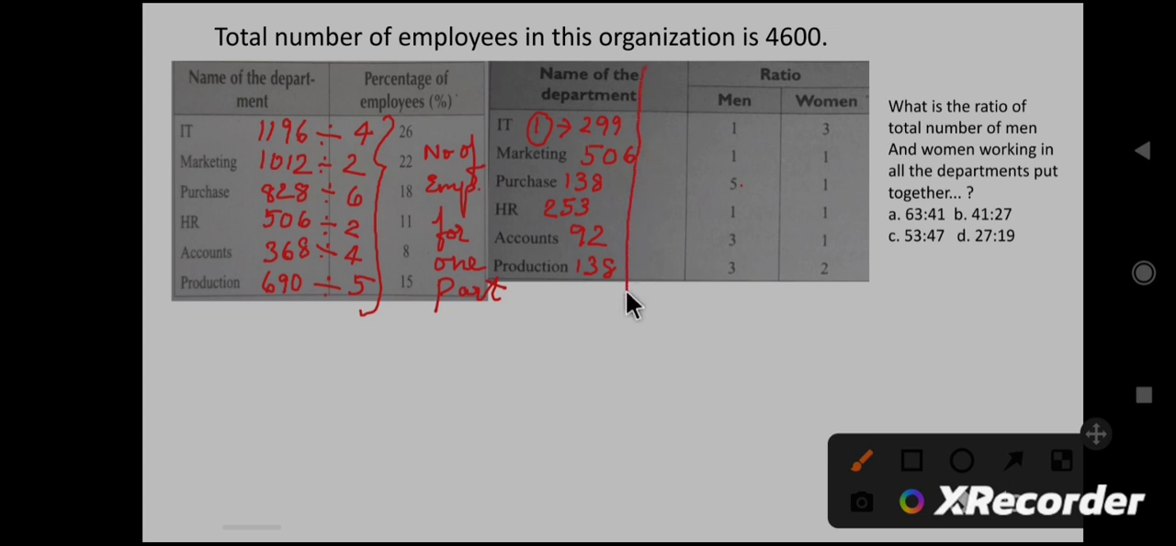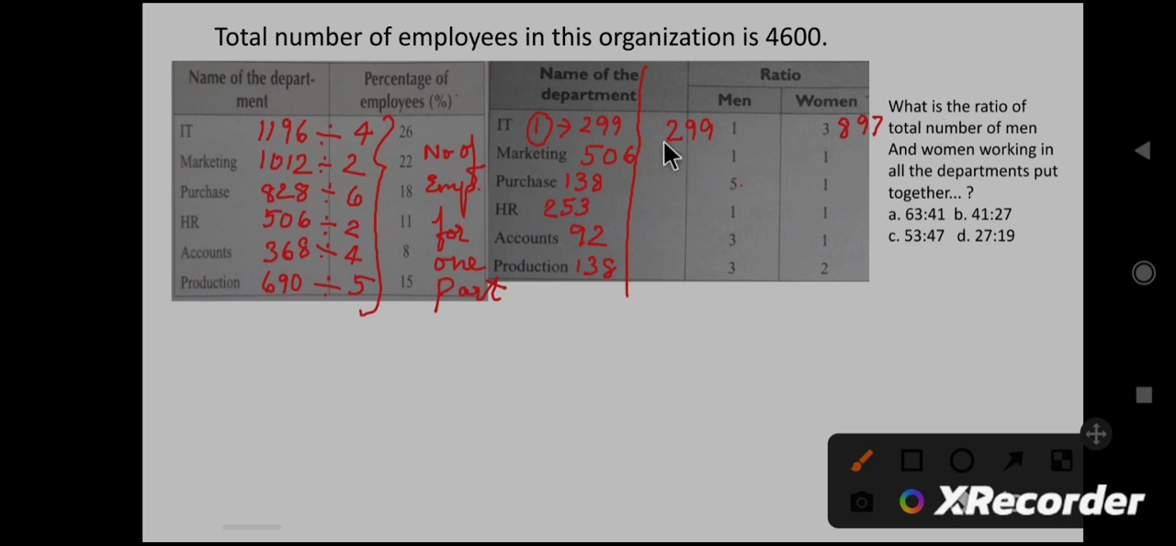Let me divide this. For the IT department, one part is 299. So for men it is 1 part, the same 299. So 299 men are there in the IT department. And now for women it is 3 parts. For one part it is 299, so we have to do 299 into 3. If we multiply 299 into 3, we will get 897. So 897 women are there in the IT department.